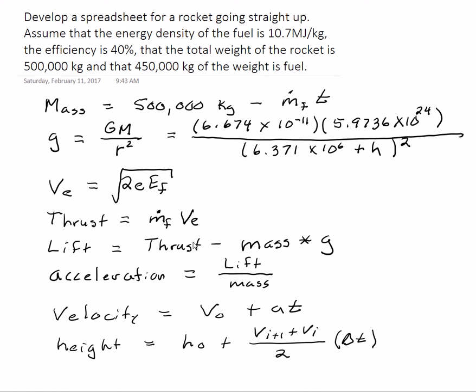Now for lift, since we're going straight up, we'll have a thrust pushing the rocket up, and we have to subtract off the weight of the rocket, which will be mass times gravity. And both mass and gravity are going to be a function of time and height above the Earth. Acceleration then is the net lift divided by the mass at that time. Velocity, we take the velocity at the beginning of the time step and add the acceleration times the time during the time step, and that's how we'll increment the velocity up. For height above the surface of the Earth, we'll take the height at the beginning of the time step plus the average velocity, the velocity at the beginning and the end over 2, multiplied by the time step. And so that's how we'll get to this.